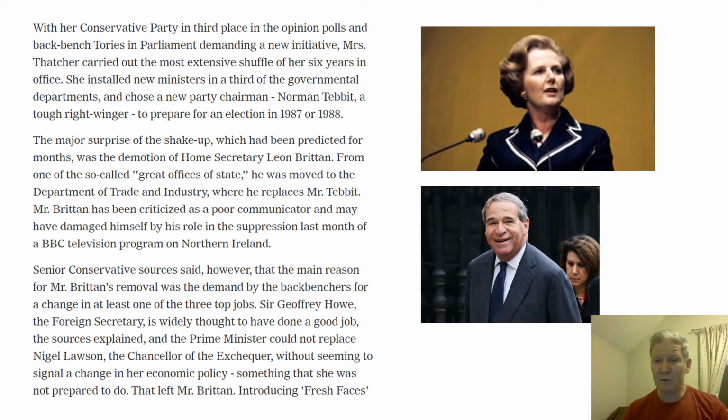The person who was the fall guy was Leon Brittan, who was moved from the Home Office down to Trade and Industry, seen as a demotion at the time. She couldn't move Howe, who was the Foreign Secretary, or Lawson, who was Chancellor, without having a huge impact upon her party. So she chose to go with Brittan. Now this is significant when you consider the next event that occurred.